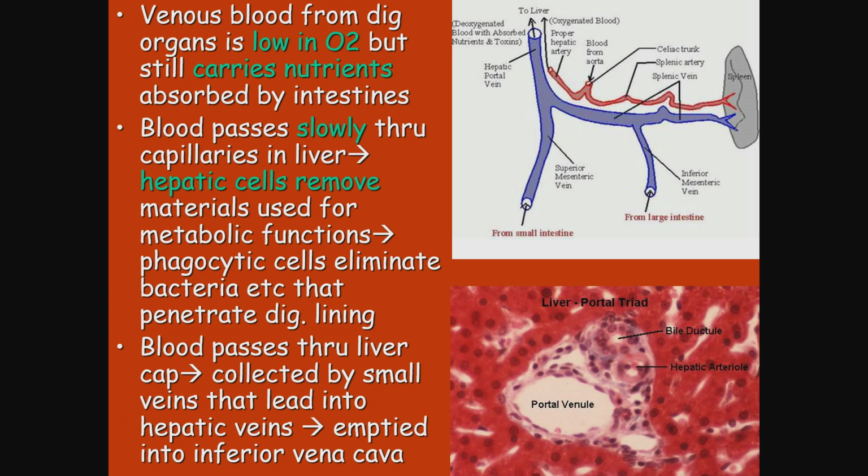The hepatic cells, like I said, remove materials used for metabolic functions. Phagocytic cells eliminate bacteria, etc. that penetrate the digestive lining, and then blood passes through the liver capillaries collected by the small veins that lead into the hepatic veins, and then they're eventually emptied into the inferior vena cava, and then they enter the right atrium, all cleaned up.